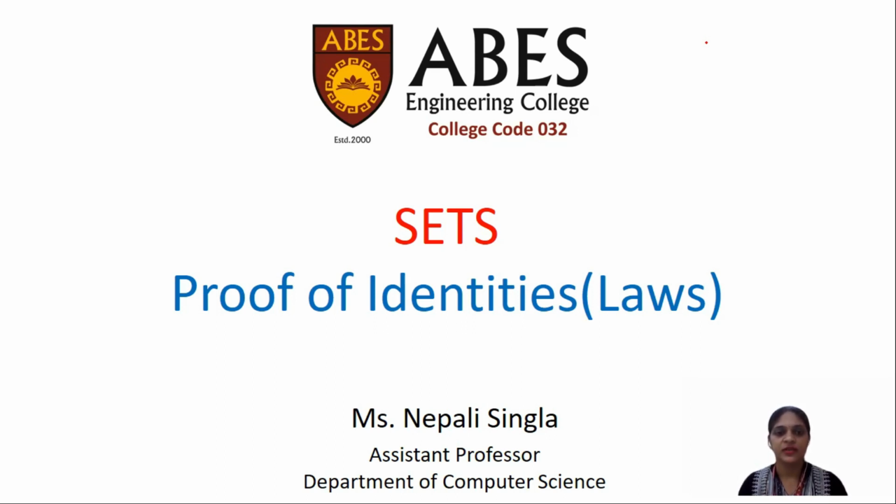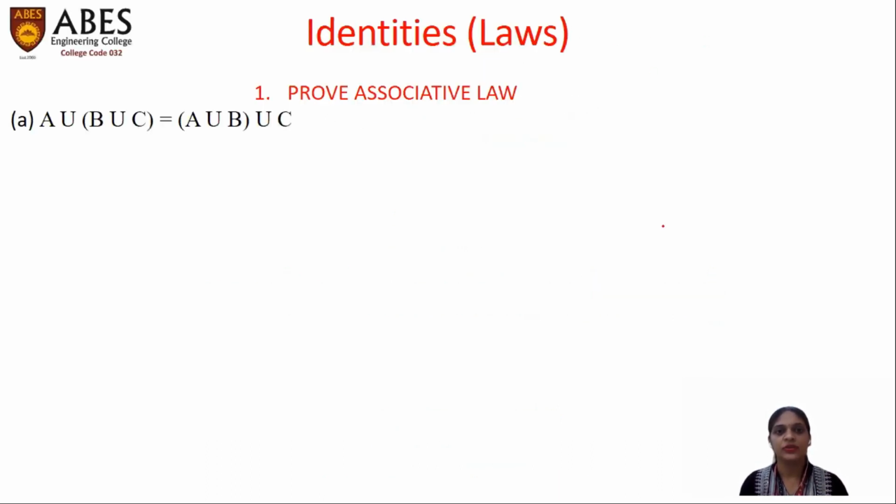Today I am going to discuss the sets topic, that is proof of identities. Let's start. Here I am going to discuss the first property, that is associative law. The first property of associative law is A union (B union C) is equal to (A union B) union C. We have to prove that the left hand side is equal to the right hand side and the right hand side is equal to the left hand side.